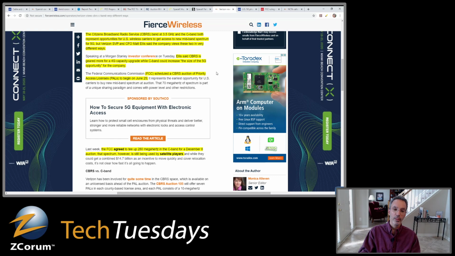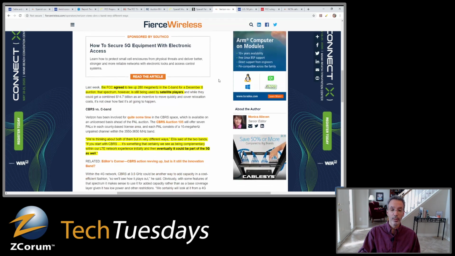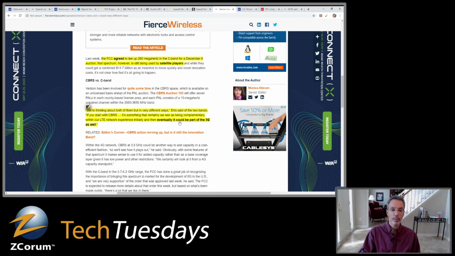They're seeing CBRS maybe actually early on as a good addition to their LTE service, and C-band for 5G. But again, C-band is going to be a long way out, so I have a feeling that, they even say in here that eventually the CBRS could be part of the 5G plan as well, but I've got a feeling they're going to be using that for 5G sooner because it's going to be a while before they can get a hold of that C-band spectrum.